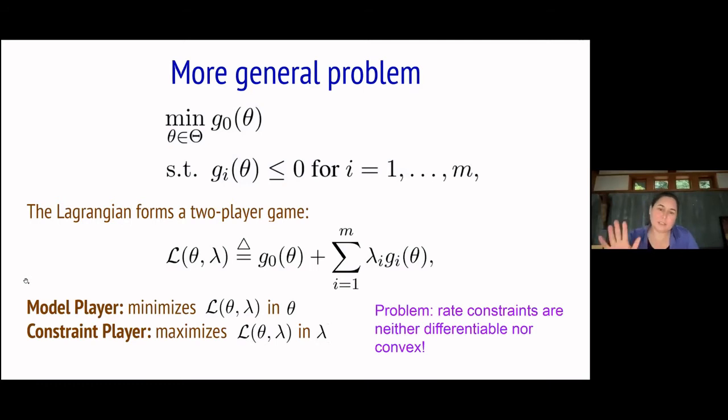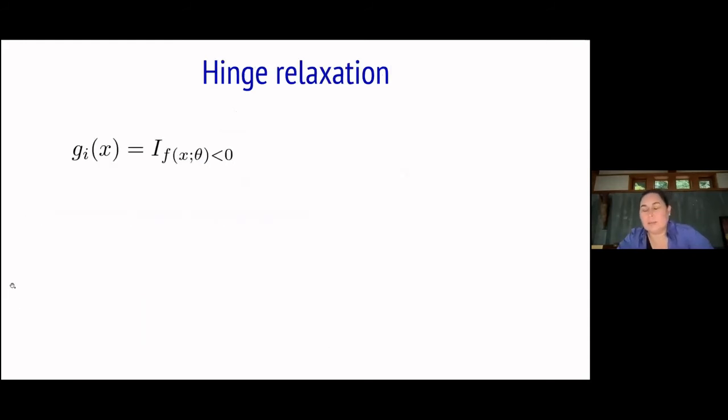That all sounds good, but as we saw, the rate constraints are these sums of indicators. So these constraints are really kind of nasty. They're not differentiable. They're not convex. We're not going to get good theory out of this. So we need to do something a little more careful.